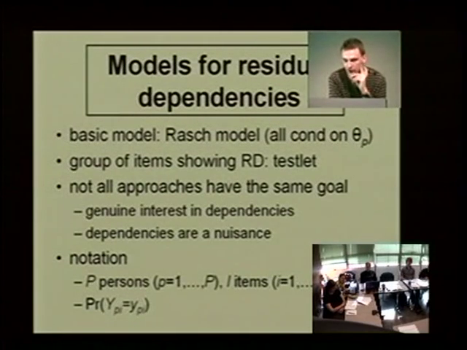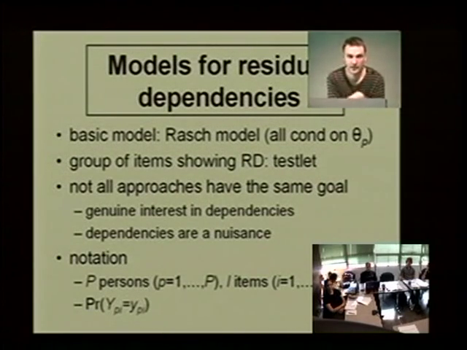Also, this is a repetition. The group of items that show residual dependencies will be called a testlet or an item bundle, if you want. A third thing to mention from the start is that not all approaches that try to account for residual dependencies have the same goal. Sometimes people are really interested in these residual dependencies. For instance, if you think there is learning in the test, you might want to model that learning process, and you might want to learn something from it, try to predict it and so on. So there is a real interest in the origin of the dependencies.